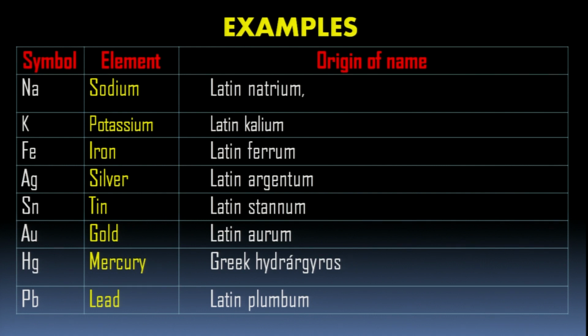And tin, the Latin word is stannum, and we denote it by Sn. What about gold? Gold, the Latin word is aurum, and we denote it by Au. Mercury, in Greek word is hydrargyrum, and we denote it by Hg. What about lead? The original Latin word is plumbum. So you use Pb. Okay, Pb for lead.